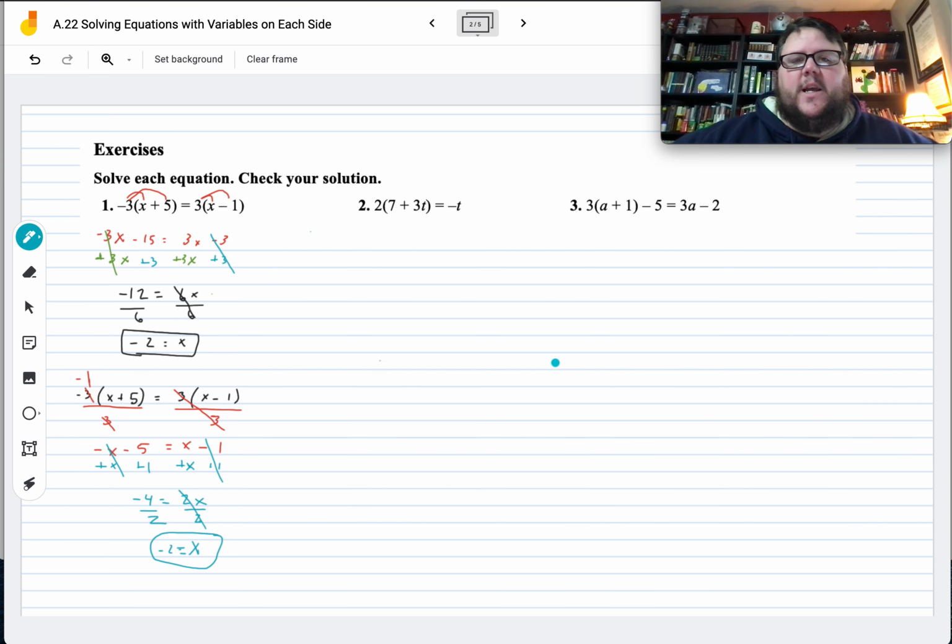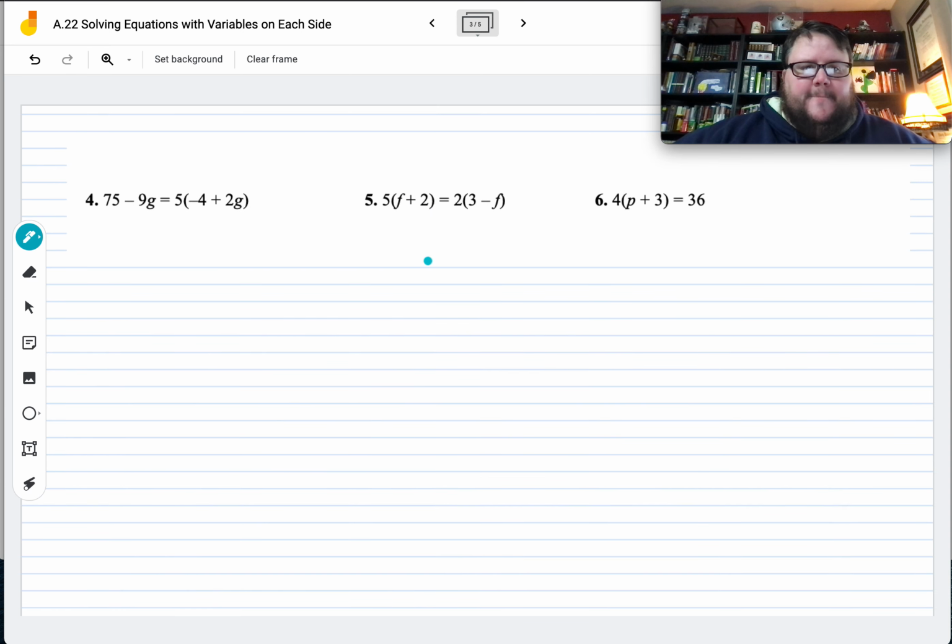So it's really up to you. Sometimes you can do it that way, sometimes you can't. Like in number 2, you have to distribute the 2 first. It's not set up like that. Same thing with number 3. You're going to distribute the 3 first, and then you're going to group your terms and follow the steps. Number 4 is the same. Distribute the 5 first. Number 5, you're going to distribute the 5 on the left and the 2 on the 3. They're not the same term, so you're not going to do it.